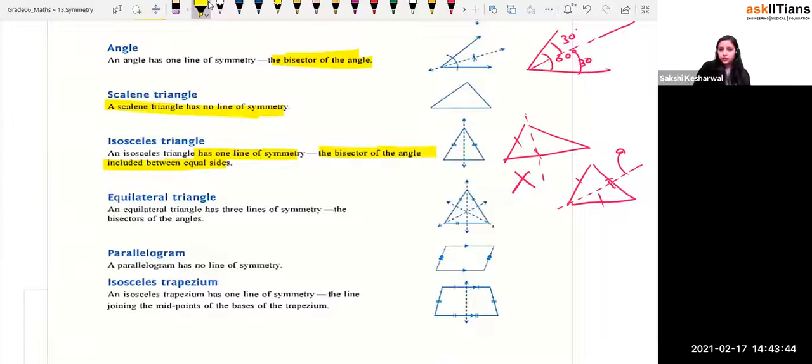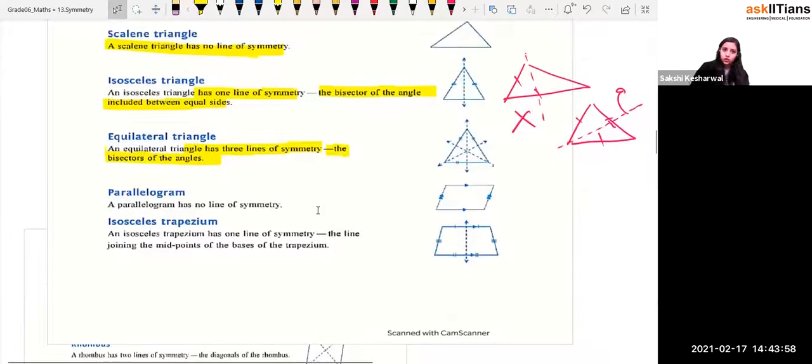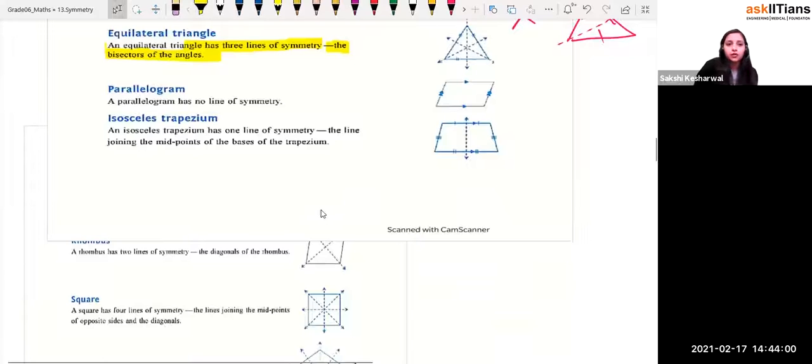Now let's talk about an equilateral triangle. An equilateral triangle has three lines of symmetry. So it's like this, and like this, right? It has three lines of symmetry, the bisectors of all the angles, because an equilateral triangle means all the angles are equal and all the sides are equal, right? Now let's talk about the parallelogram. A parallelogram has no lines of symmetry. What is a parallelogram? Opposite sides are equal and parallel, that's it, but it does not have, right?